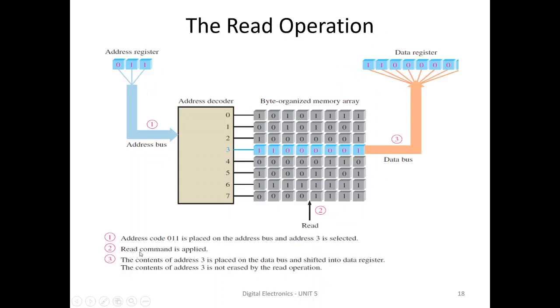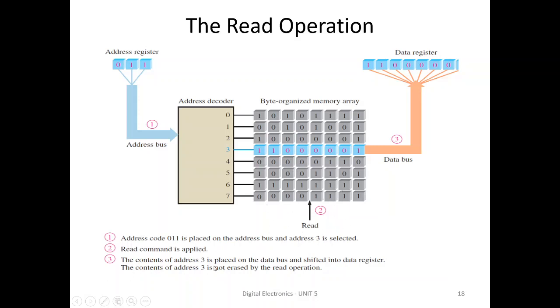Now the read operation. Again, for the read operation, the address code 001 is present on the address bus and address 3 is selected. Here also, you always have to tell the address first, where exactly you're going to do the operation, whatever may be the operation, whether you're going to write or read. First, you have to tell the address. So address code 001 is placed on the address bus and address 3 is selected. So here I'm going to deal with location 3. The address decoder is decoding and it is telling the third location. Then a read command is applied. This is your second command and it is given here.